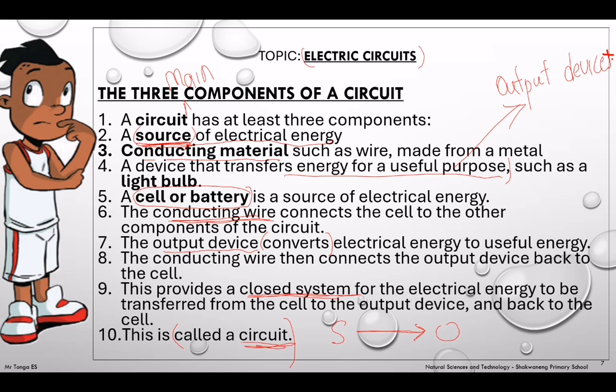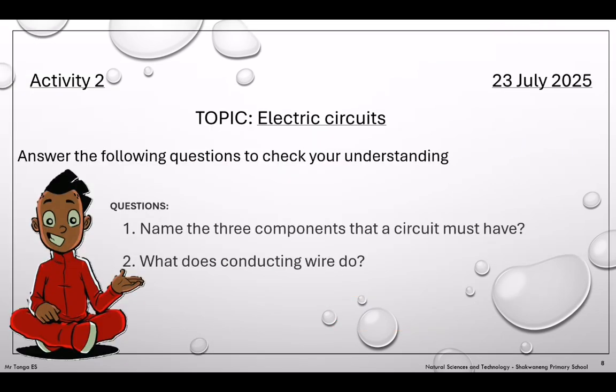All right, so let's recap. An electric circuit consists of three things. Number one is a source in the form of a cell or battery. Number two, conducting wires, which are responsible for transporting energy from source to output. And then number three is an output device. And this system of transferring energy from the source to the output is referred to as a circuit.